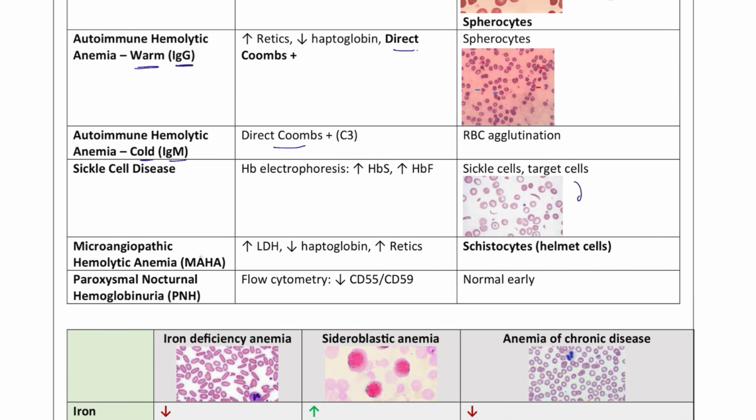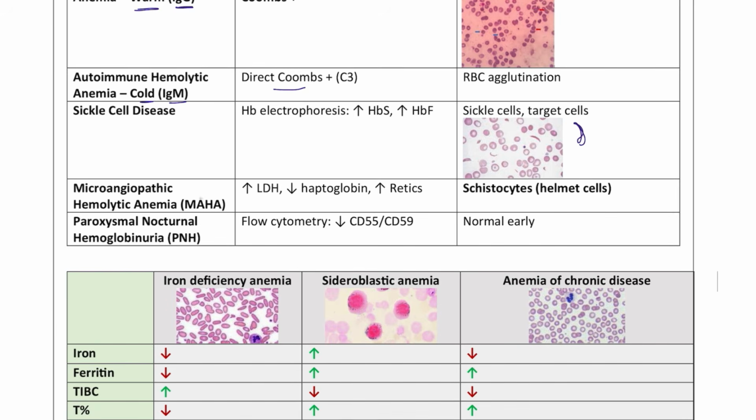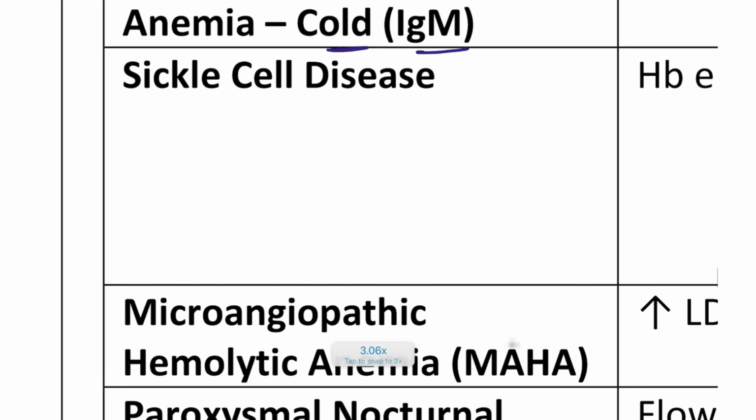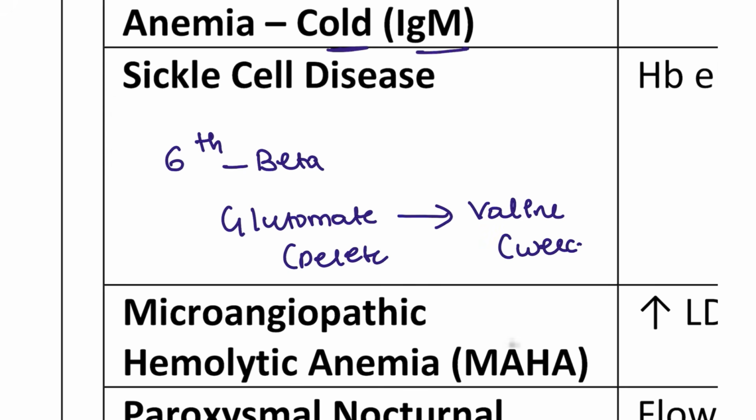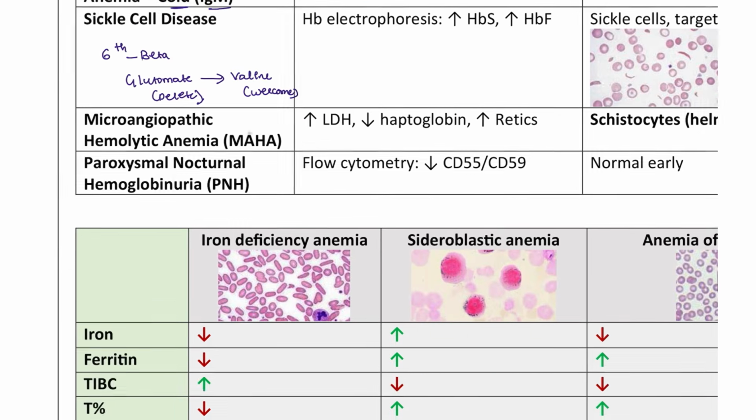Sickle cell anemia, like this. Sickle-shaped cells will be seen. And what is the position? That is the sixth position of the beta chain. Glutamate is deleted and it is replaced by valine. Okay, valine, like welcome. This is an important point of sickle cell anemia.